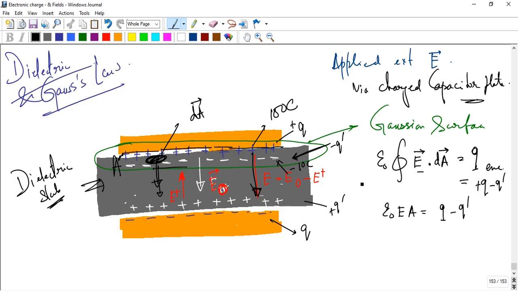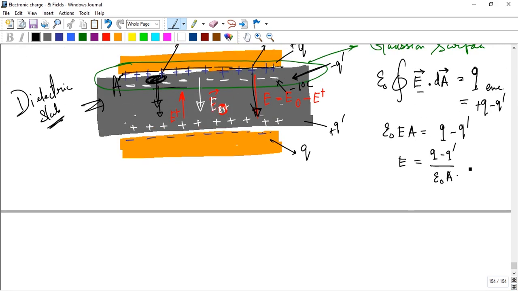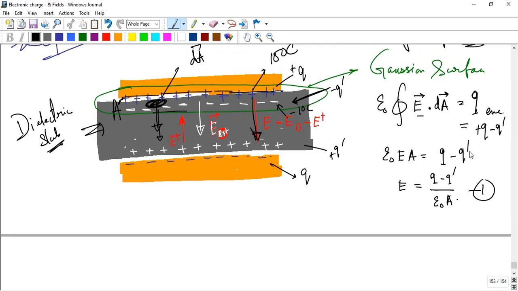And here we get the electric field E equal to (Q minus Q dash) over epsilon naught times A. On a new page, give that equation number 1. Here the final electric field is weaker than before, when you put the dielectric slab in place, by some factor K.